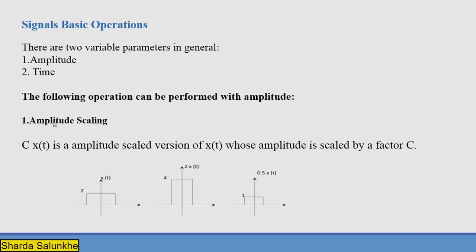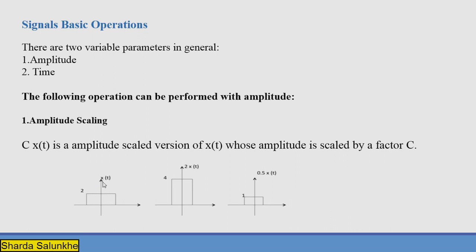The first basic operation is the amplitude scaling. Scaling is nothing but multiplying. Suppose x of t is your original signal and c is the scaling factor. Then after the scaling, you will get c x of t, which is the amplitude scaled version of x of t, whose amplitude is scaled by the factor c.